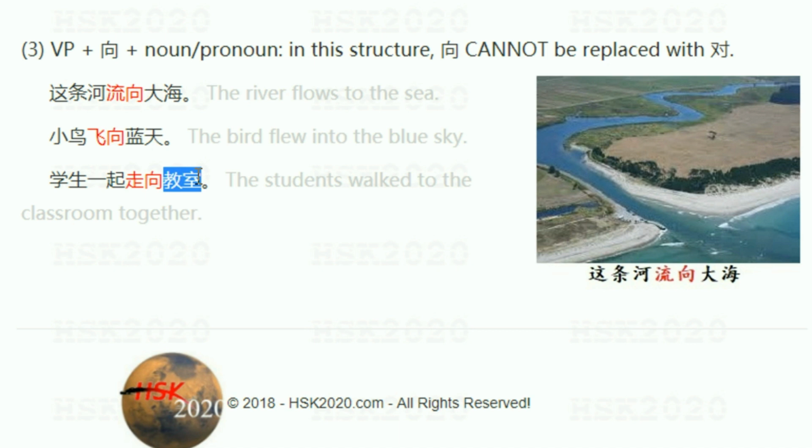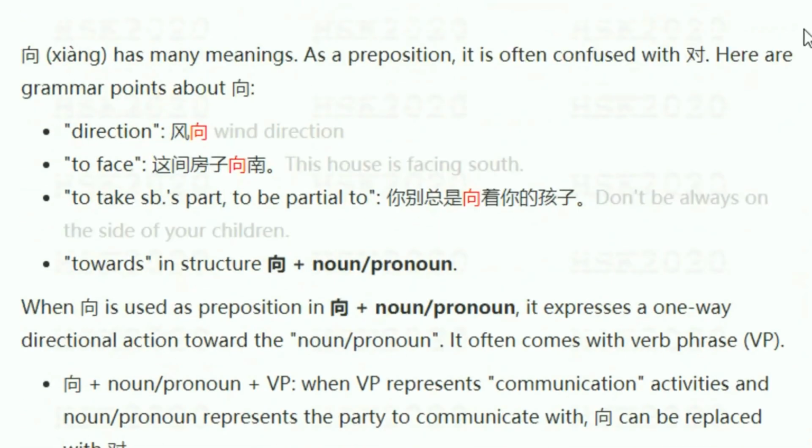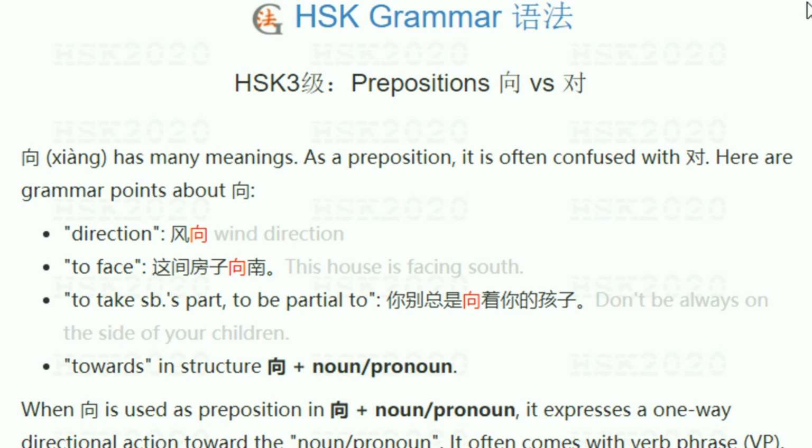So 走向. Those are the three grammar points for 向 in terms of the character 对. So a lot of times 向 cannot be replaced by the character 对.